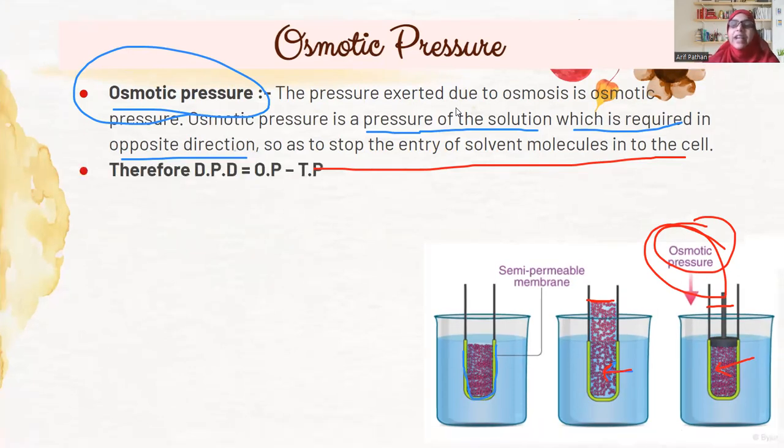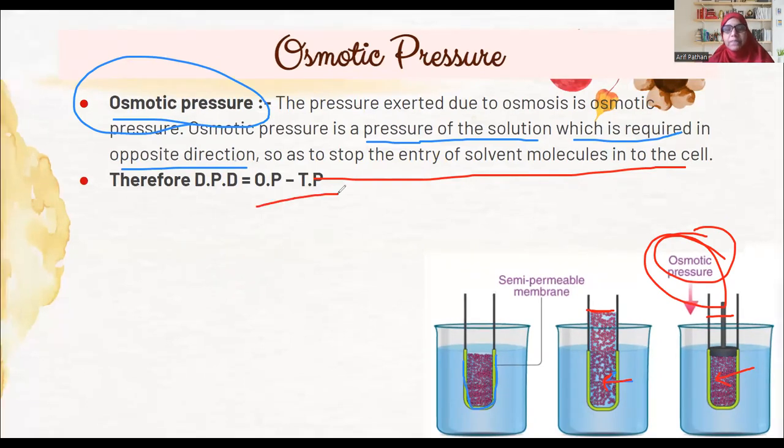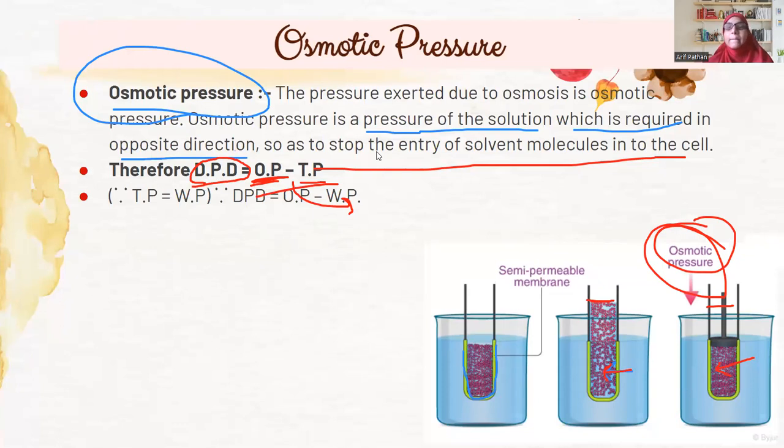So what will happen over here if we bring back the diffusion pressure deficit? This will be equal to osmotic pressure minus the turgor pressure. That is the thirst of the cell. How much more water does it require? So that will be osmotic pressure minus the turgor pressure. Whatever value comes will be equal to the amount of water molecules required. That is diffusion pressure deficit.